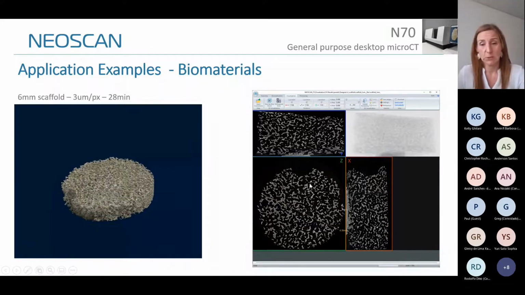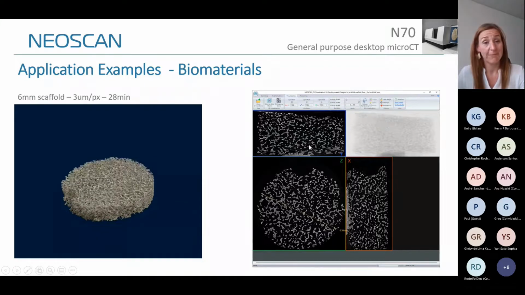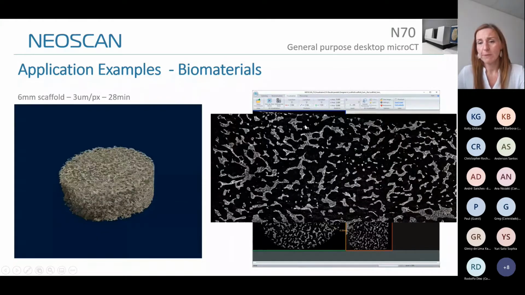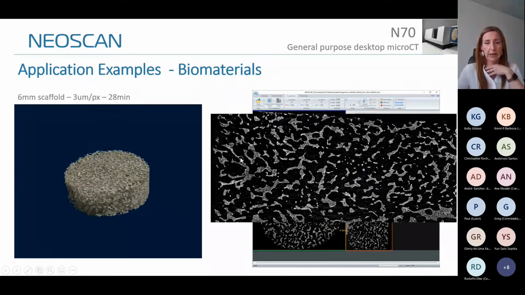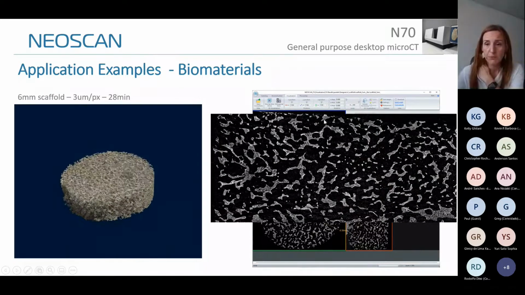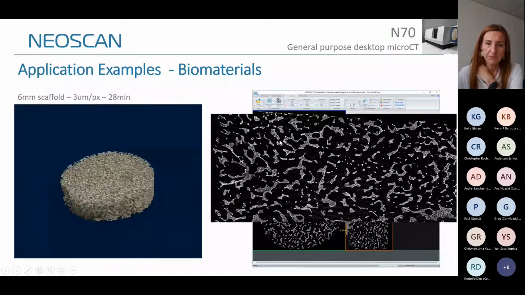On the right-hand side, you see how 3 orthogonal views throughout the scaffold are looking. And if we look at high resolution, you can actually see how you can follow the scaffold all the way from the top of the scaffold to the bottom, or from the left to the right. You can calculate the local thickness of the struts.